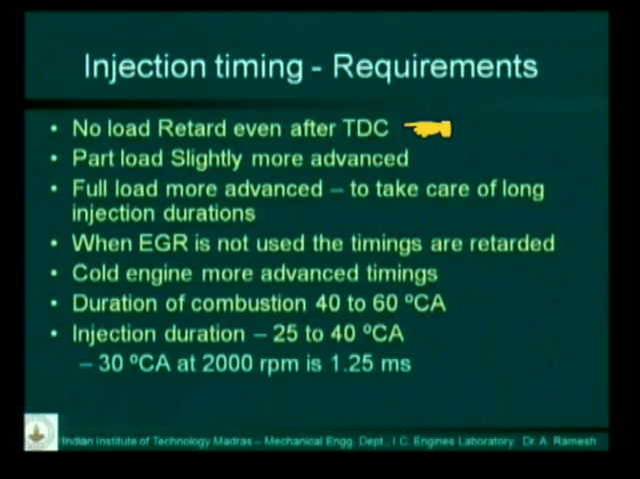Now what kind of injection timing do we want? When we are running the engine at no load or idling, we want to inject the fuel very close to top dead center, sometimes even after top dead center or almost at top dead center. When we have a low load, slight load, we want to slightly advance the timing. When we have full load, we want to advance more. And if we use exhaust gas recirculation, we want to retard. If the engine is cold, we want to advance. So you find that injection timing has to be changed with respect to so many parameters. Injection timing itself is one of the most important parameters to be controlled by the engine management system. You have to keep on changing depending on what the engine wants.